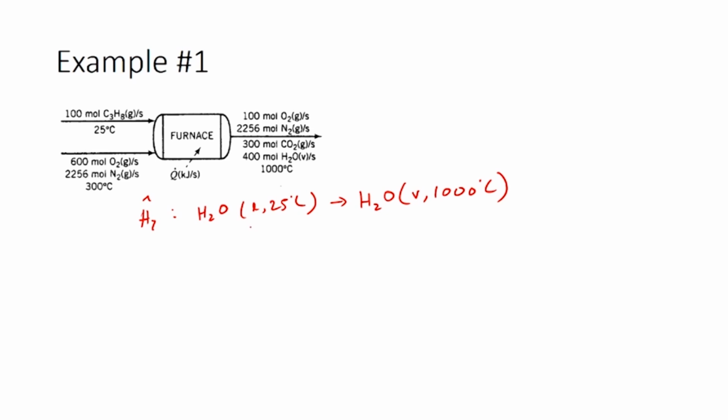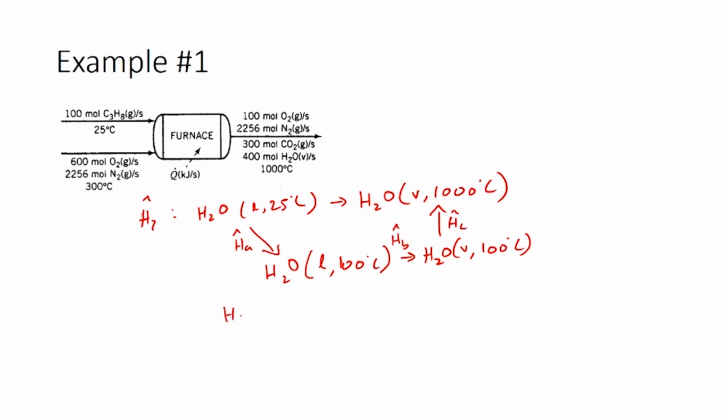The hypothetical path would be: water liquid at 25 degrees Celsius goes to water liquid at 100 degrees Celsius, from where it goes to water vapor at 100 degrees Celsius, and from here it goes to water vapor at 1000 degrees Celsius. Let us call these H_A cap, H_B cap and H_C cap. H_A cap would be the integral of Cp of water liquid dT going from 25 to 100.